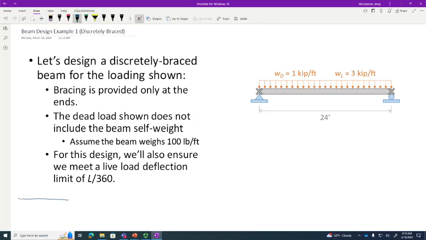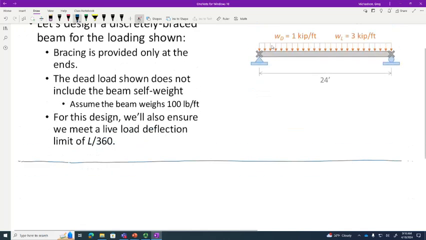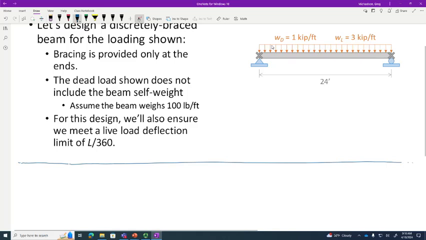The first thing I'm going to do, before anything with table 3.10 or looking at beams, is perform the structural analysis. I have a simply supported beam with a uniformly distributed load. I've got dead loads and live loads on it. So I'm going to go ahead and handle that part.